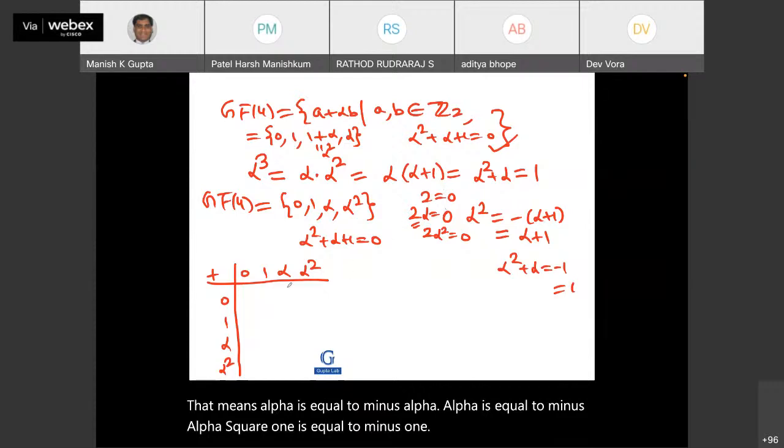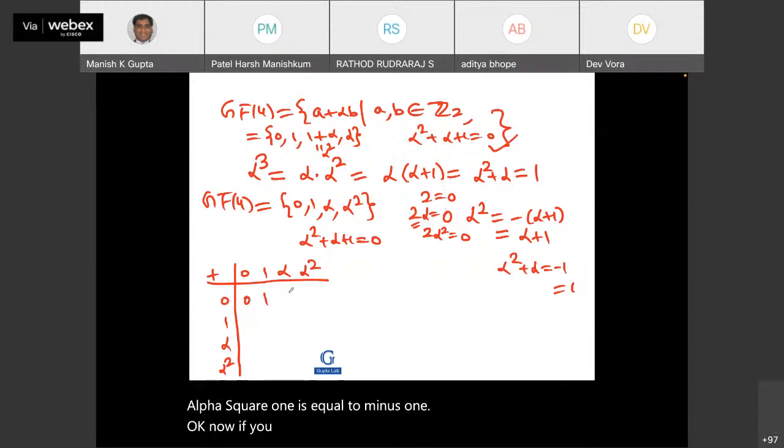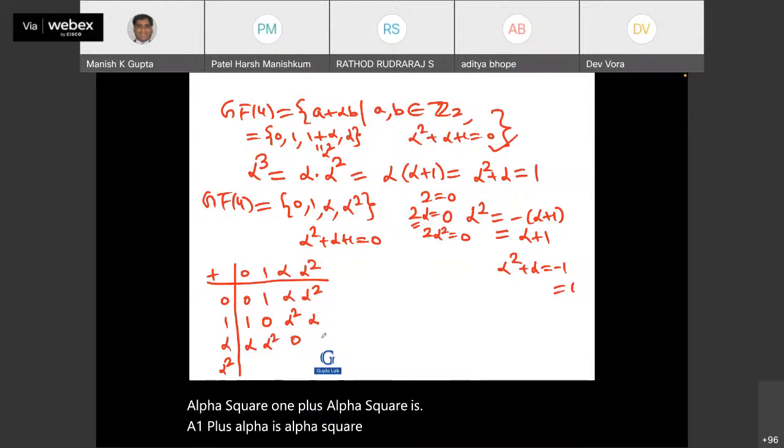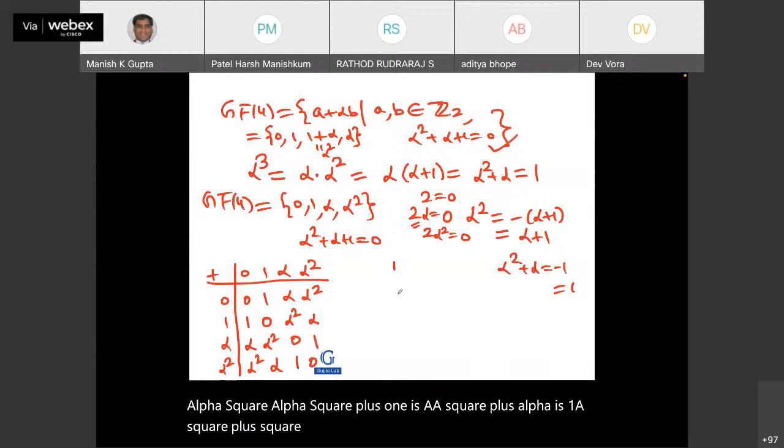Okay. So now if you add: 1 plus 1 is 0, 1 plus alpha is alpha square, 1 plus alpha square is alpha. Alpha plus alpha, which is 2 alpha, is 0, alpha plus alpha square is equal to 1. Alpha square plus 0 is alpha square, alpha square plus 1 is alpha, alpha square plus alpha is 1, alpha square plus alpha square is 0. This is with respect to addition.